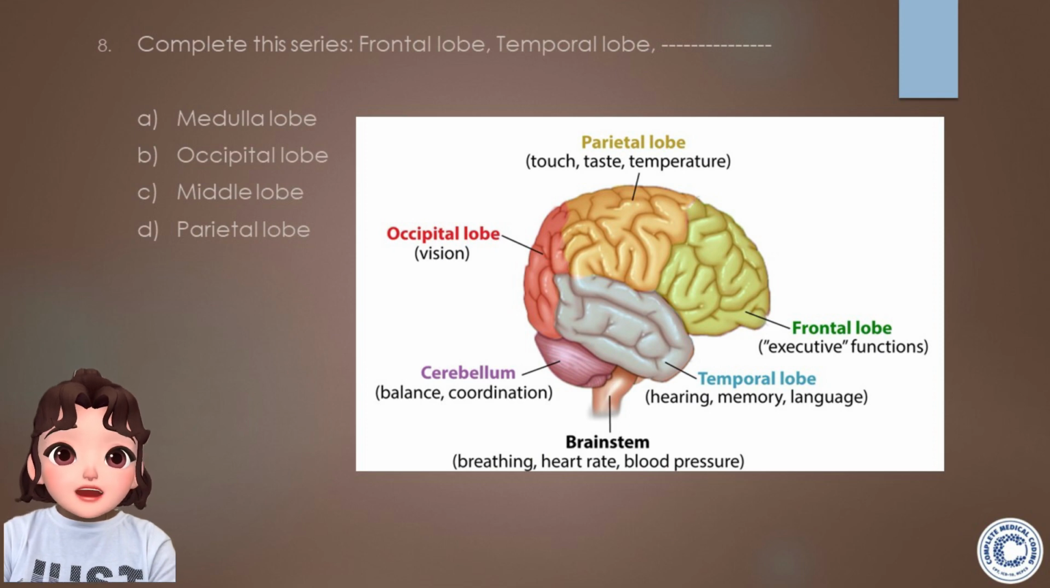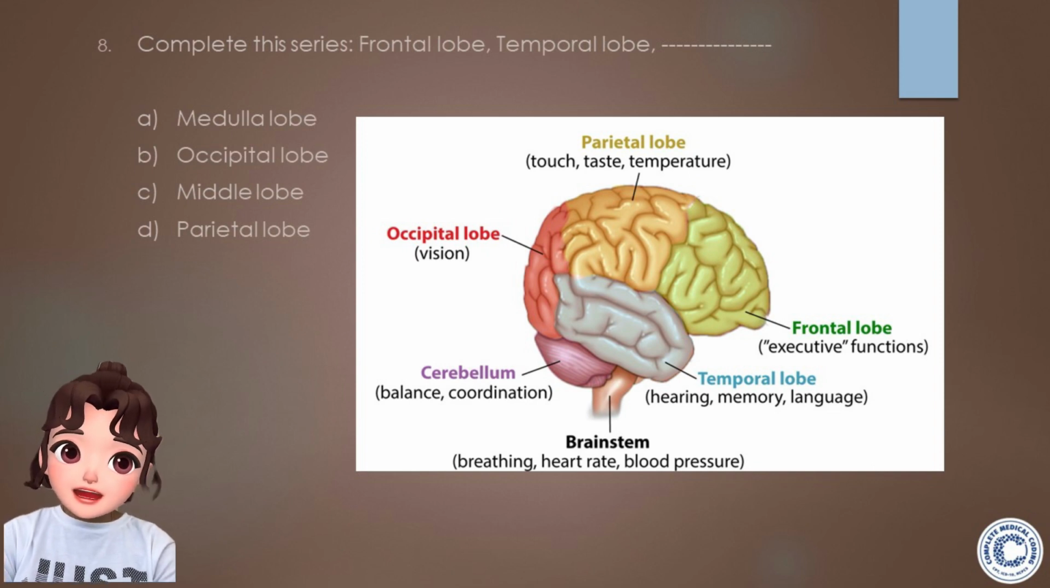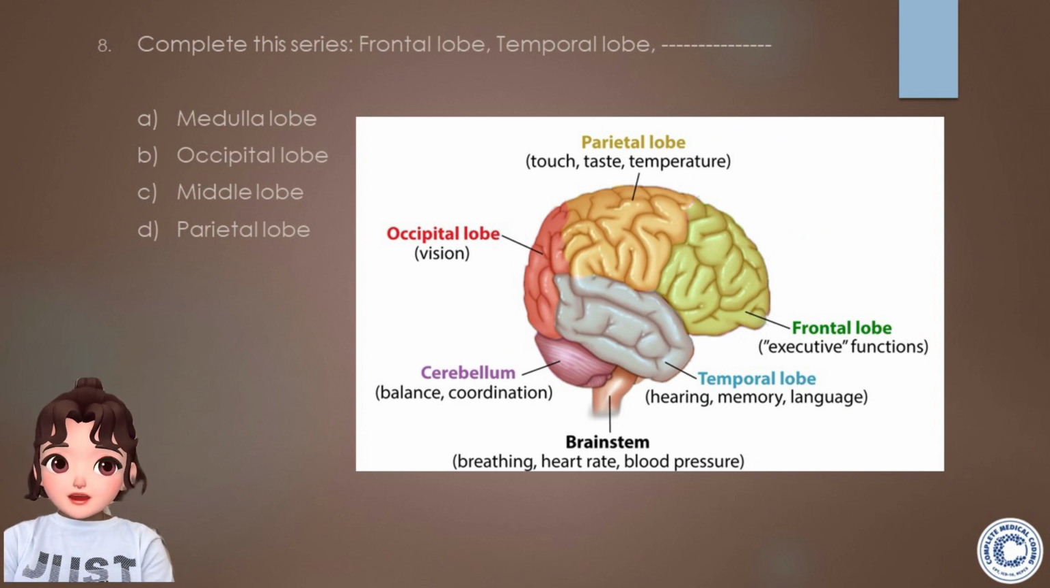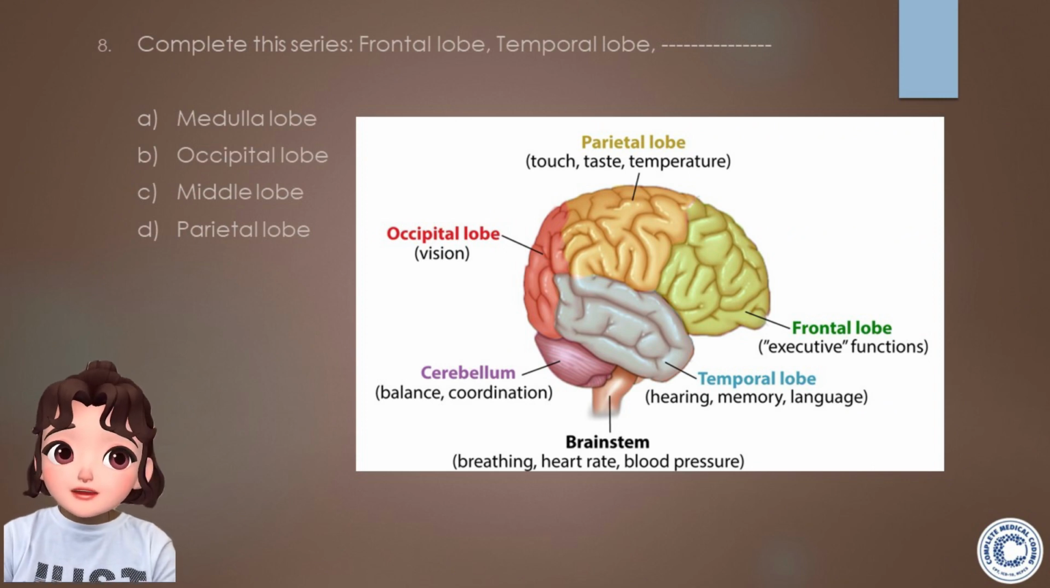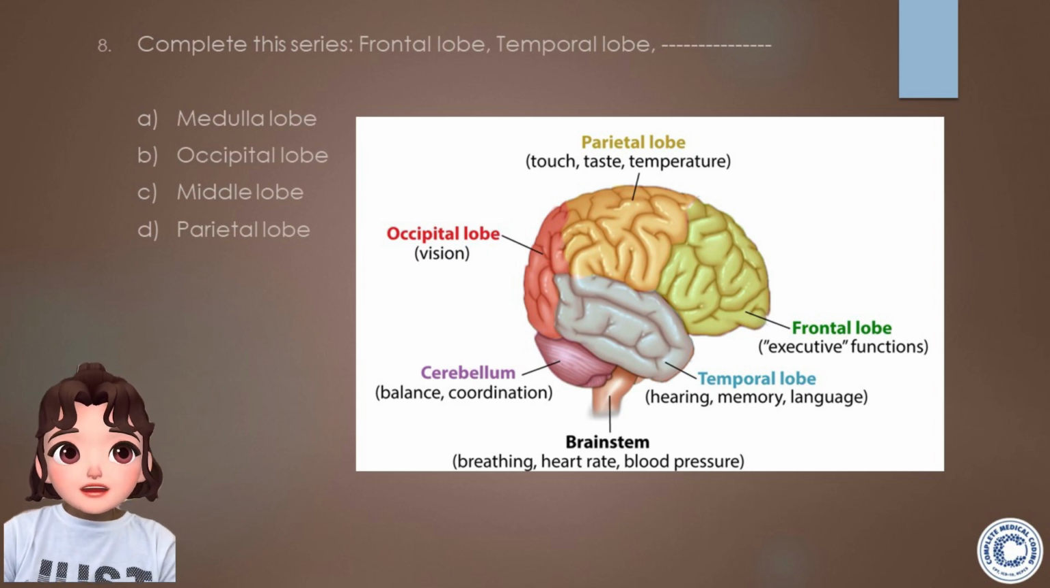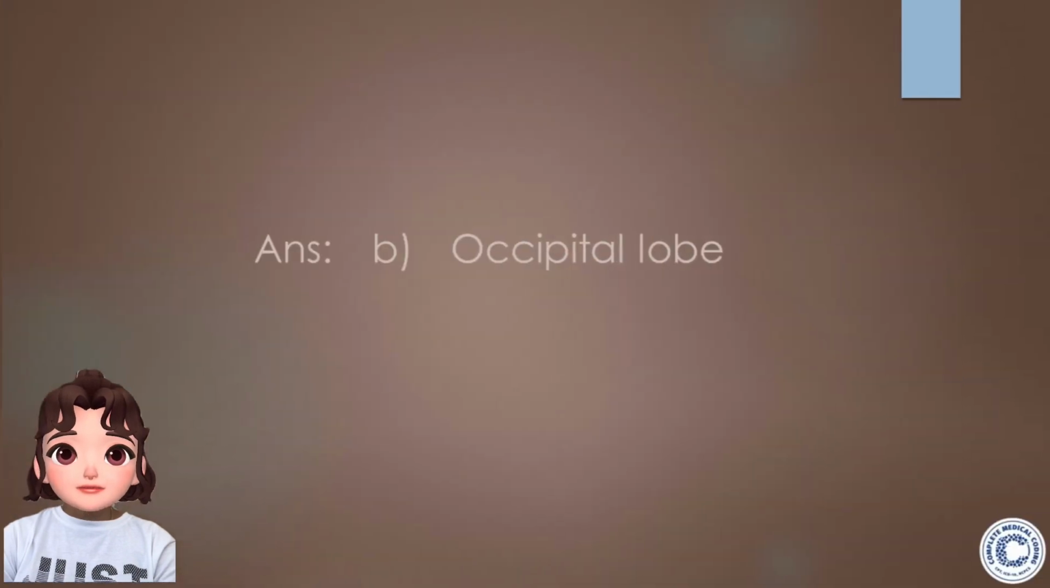This can also be asked as an anatomical question. Which lobe in the brain represents hearing, memory and language? Then the answer will be temporal lobe. Occipital lobe is for vision. Third lobe, that is occipital lobe, which is for vision. And last one, parietal lobe, touch, taste and temperature. Okay, so here the answer will be option B, occipital lobe.